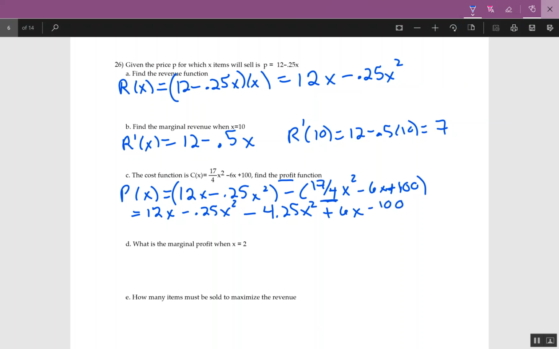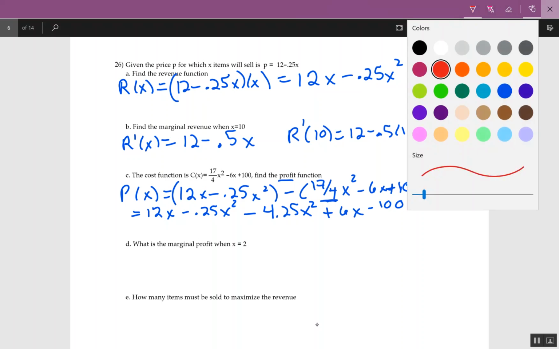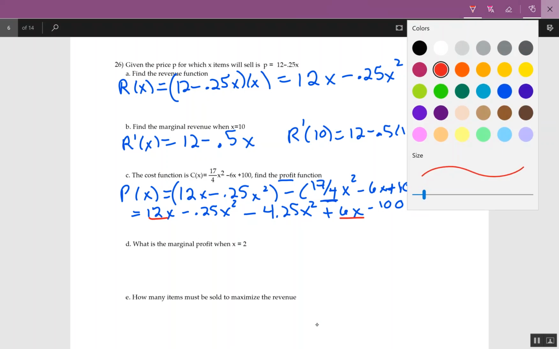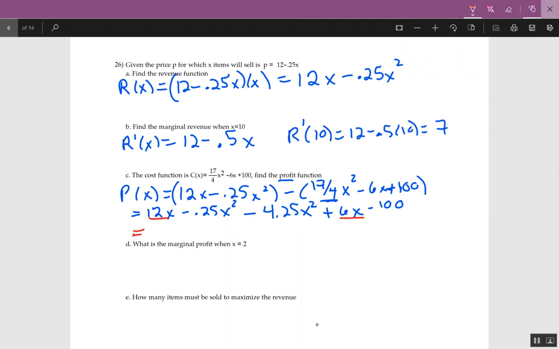All right, so let's start looking at like terms. I have a 12x and a 6x, so that's where I want to start. So 12x and 6x, that's going to give me 18x. Minus 0.25 with minus 4.25 is minus 4.5x squared. And the only thing we haven't used yet is the minus 100. So this is the profit function.